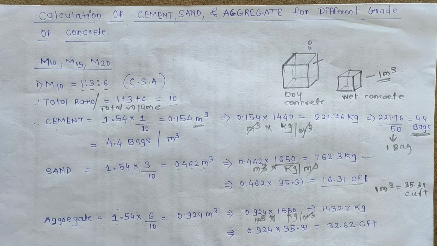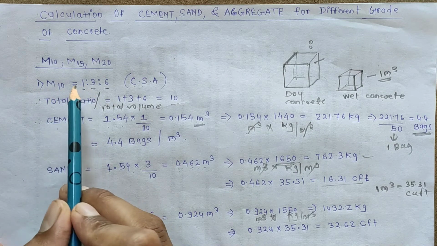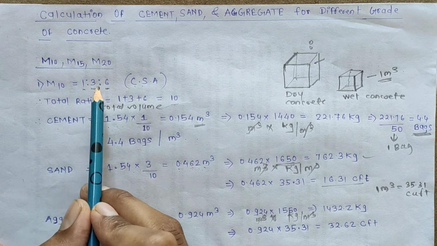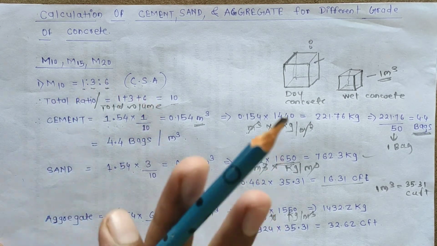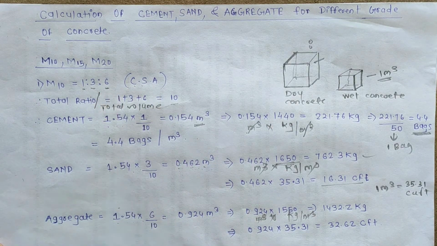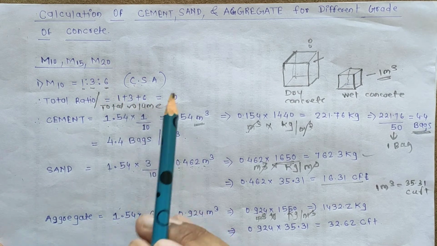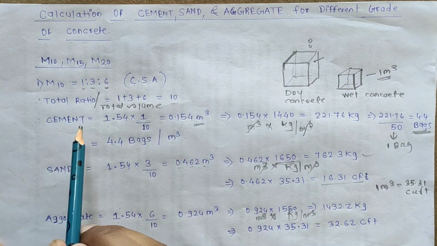Here again I am repeating this in the simplest language possible. The ratio of the M10 grade of concrete is 1:3:6. 1 is the part of the cement, 3 is the part of the sand, and 6 is the part of the aggregate. Total ratio or the total volume becomes 1 plus 3 plus 6 equals 10. Here we calculate the cement.